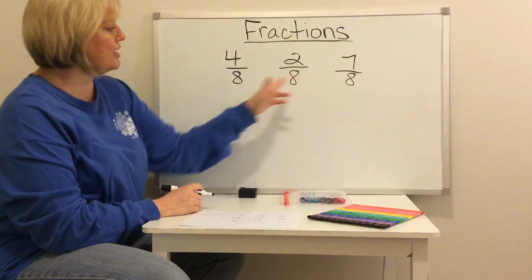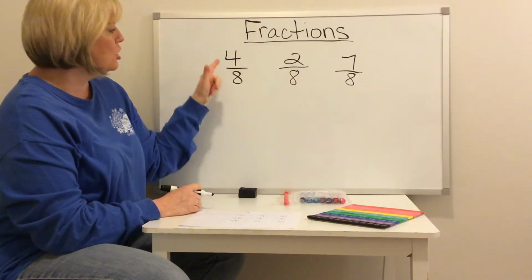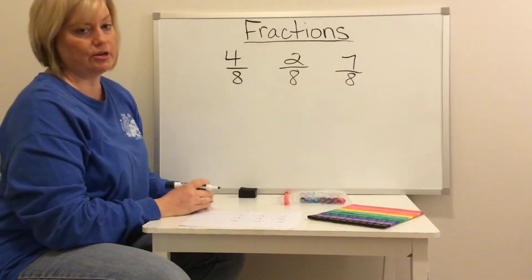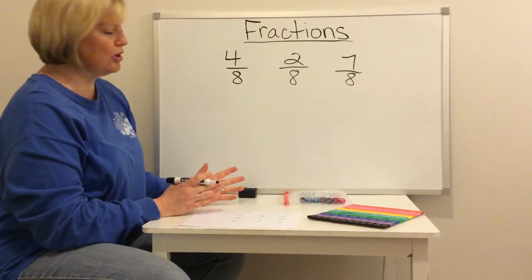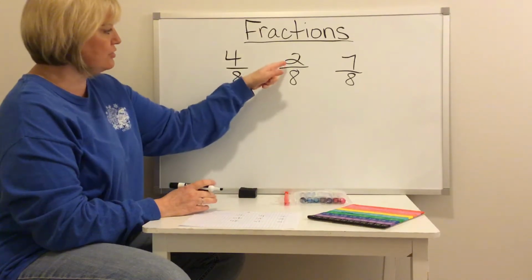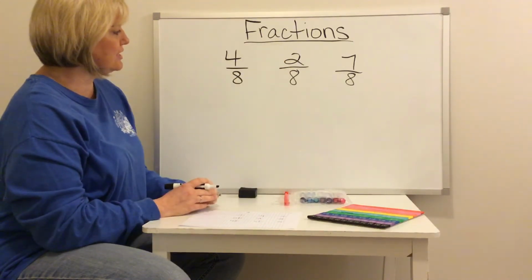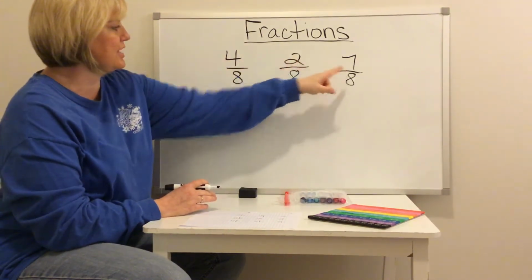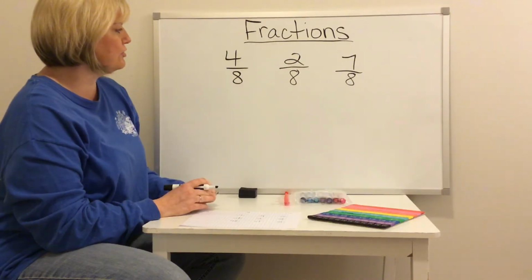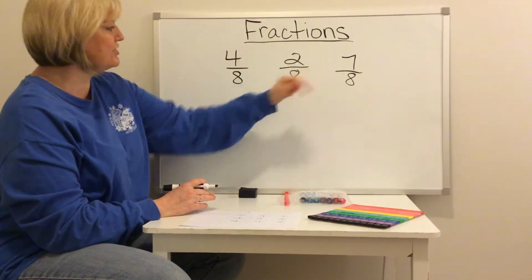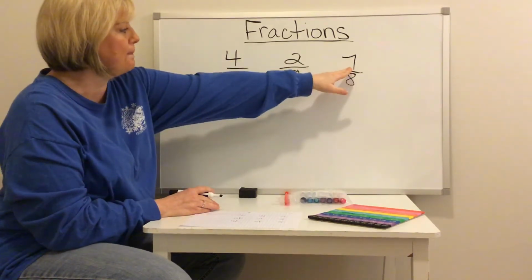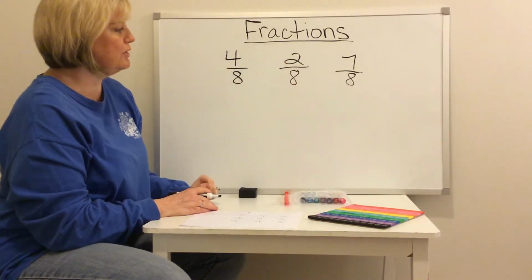Since our denominators are all the same, we can look at just the numerators, okay? And you can look and see which one of those is the least, all right? The 2 would be the least out of a 4 and a 2 and a 7, so that one would come first. Then the next would be 4, because that's smaller than 7, and then your greatest would be the 7, so that one would be the greatest.